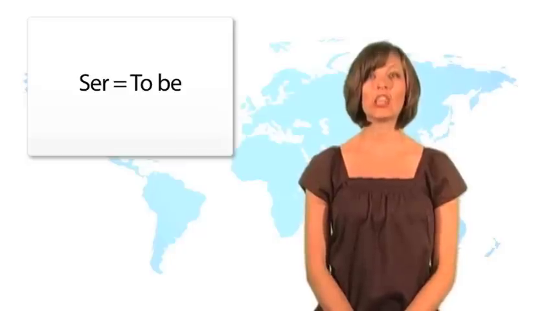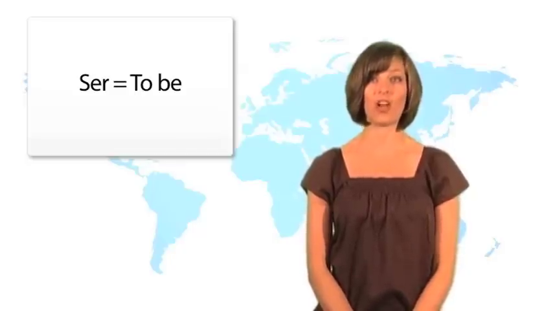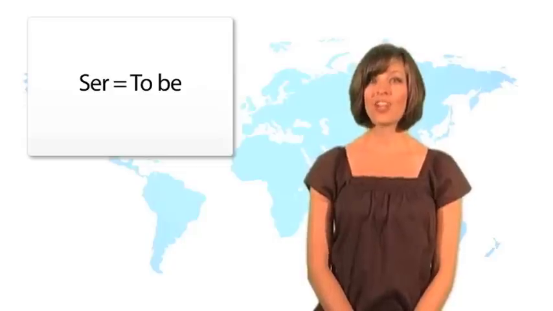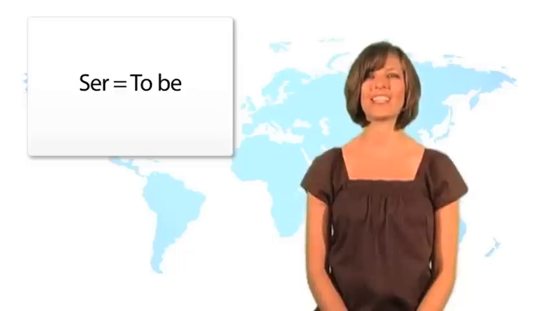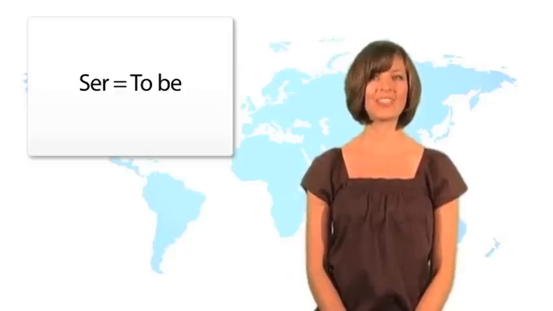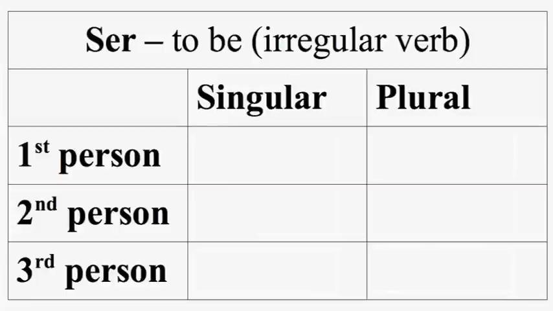Ser also means to be, remember? And it is a lot more irregular than estar in its conjugations. So, let's try and conjugate them together. I'll give you the English, you give me the Spanish, and we'll see if you're right. Listo? I am. Soy. You are, informal. Eres. You are, formal. Or he or she is.